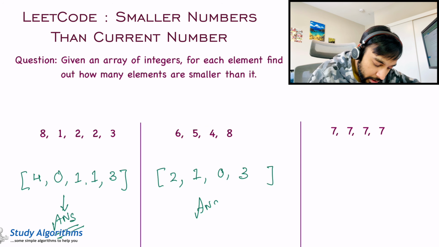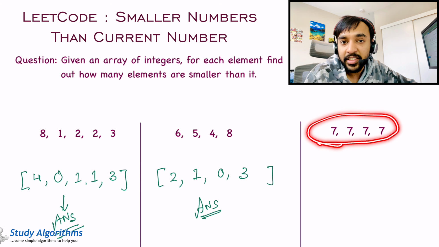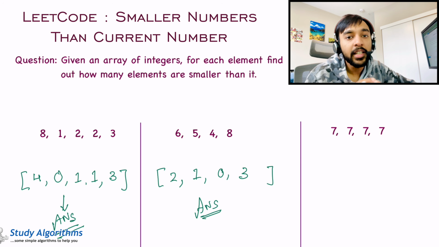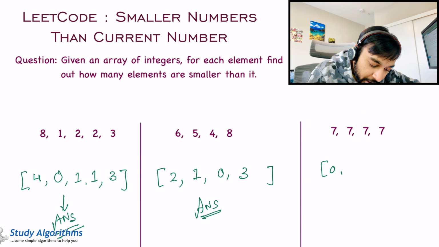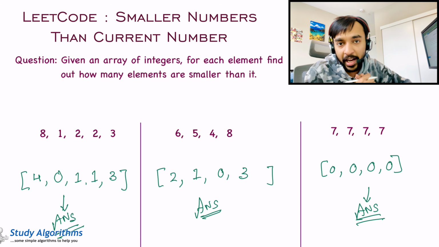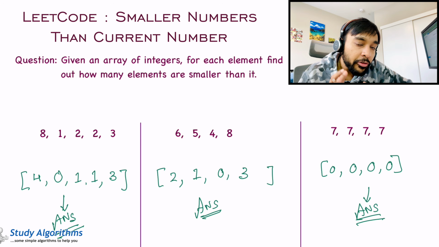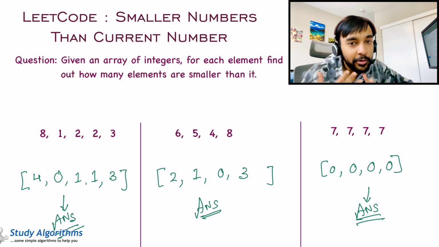This is your answer. Similarly, for test case number 3, you have all the elements as 7, right? So none of the elements are smaller. So in this case, your answer would be 0, 0, 0, 0, because you cannot find out any smaller elements. And thus, this will be your answer. Now, if this problem statement is clear to you, feel free to first try out the question on your own. If you are done, very good. Otherwise, let me show you what solutions I can offer you.